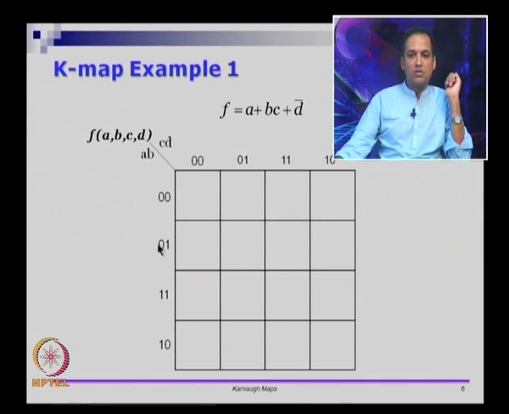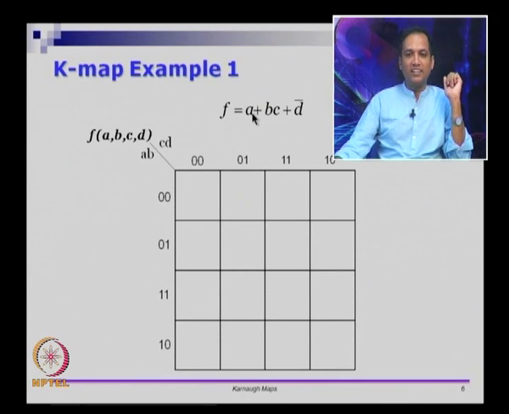We go 0 0 0 1, 1 1 and 1 0, similarly 0 0 0 1, 1 1 and 1 0 here. Now let us see these 3 terms. So like we did with the truth table in the previous module, I am going to fill up this K-map table with 1s and 0s.